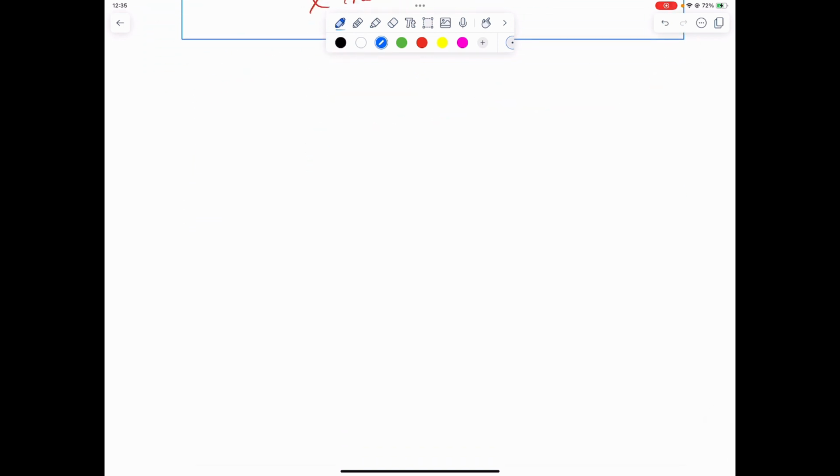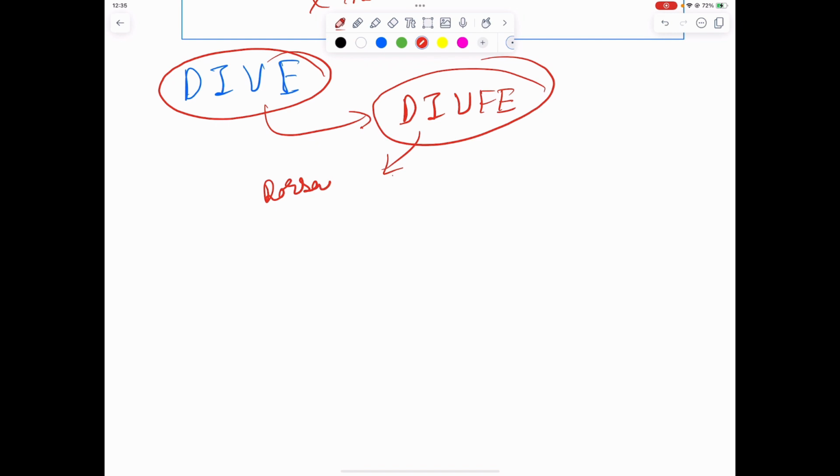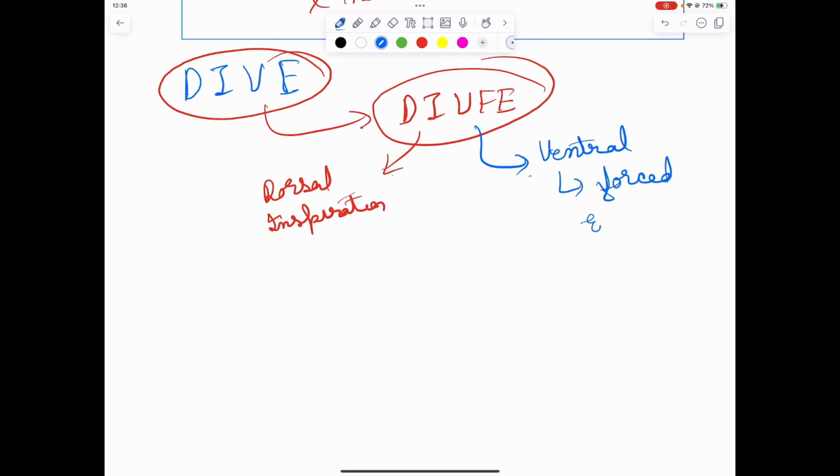Now whatever you have to understand, I will go towards that side. Also there is a mnemonic, DIE: dorsal is for inspiratory, ventral is for expiratory. But I would like to change it a bit because a question was asked and people were finding it difficult to answer. So we can write this word as DIFE: dorsal is responsible for inspiration, but ventral does not take part normally. So what happens in ventral? Ventral is responsible for forced expiration.